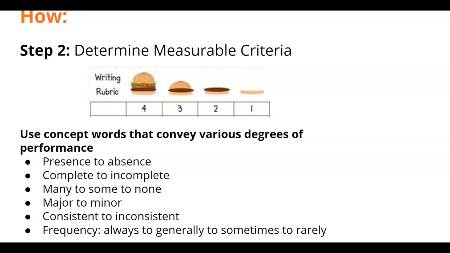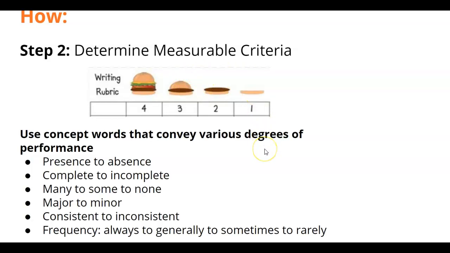As we think about determining measurable criteria, it's oftentimes helpful to use concept words that convey various degrees of performance. So as I'm moving from a 4 down to a 3 to a 2 to a 1, it's sometimes helpful to envision like a cheeseburger, right? And so here at the 4, we have everything that we could imagine or desire in our burger. We have the lettuce, we have the cheese, the tomatoes, the patty, everything, right? And as we move down, we're losing essential pieces of that burger.